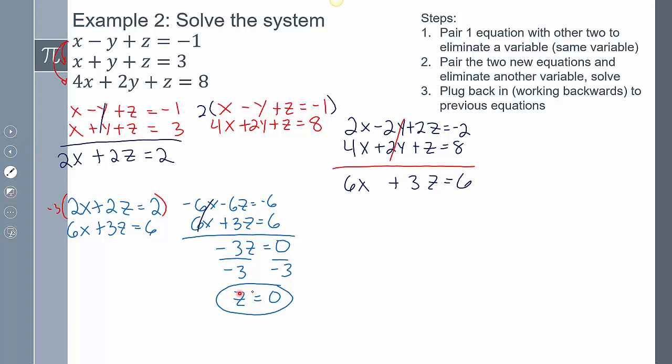I have to take this z equals 0 and plug it into one of these equations. I plugged it into this one, solving for x, because this is 6x plus 0 equals 6. Divide both sides by 6, I get x equals 1.